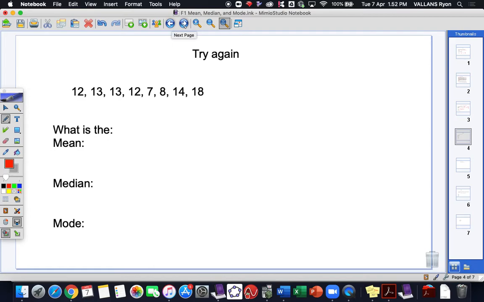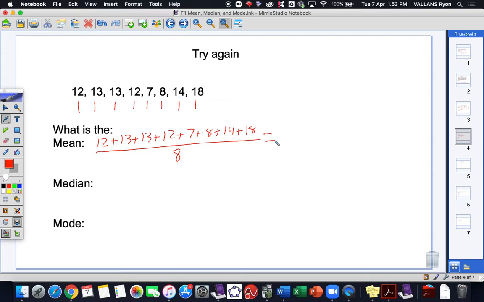All right. Hopefully you've tried this out with the mean. Should have been 12 plus 13 plus 13 plus 12 plus 7 plus 8 plus 14 plus 18, all divided by, well, we got 1, 2, 3, 4, 5, 6, 7, 8 of them. You could have used a calculator on this one, but you should have gotten 12.125. Okay?